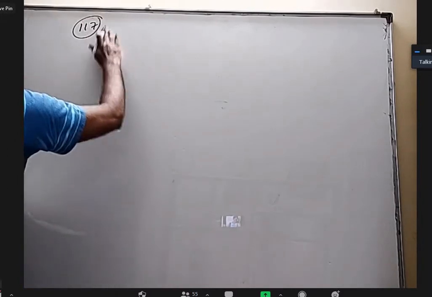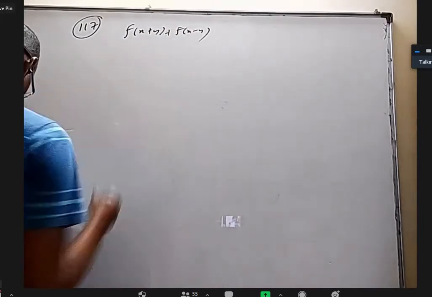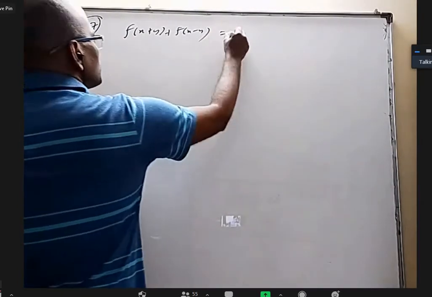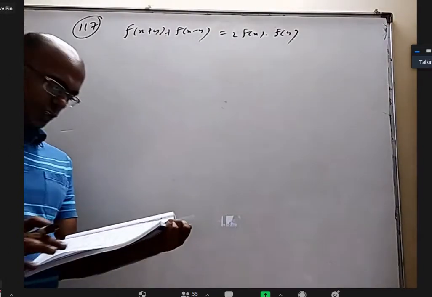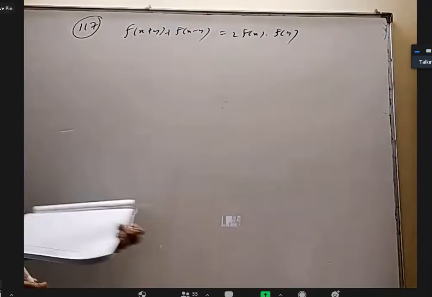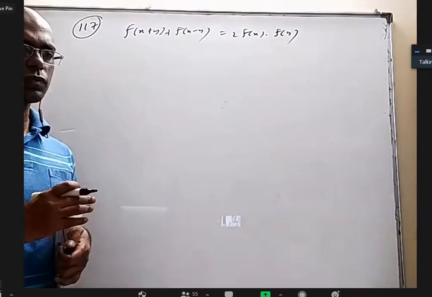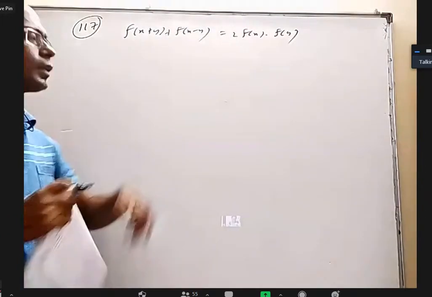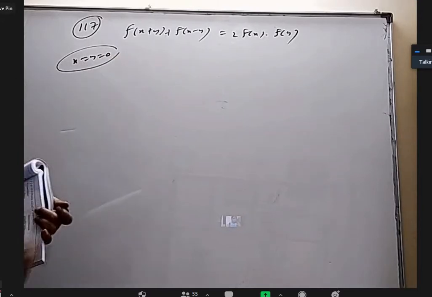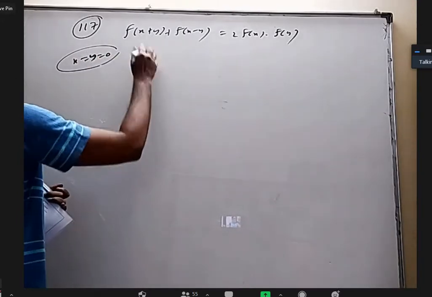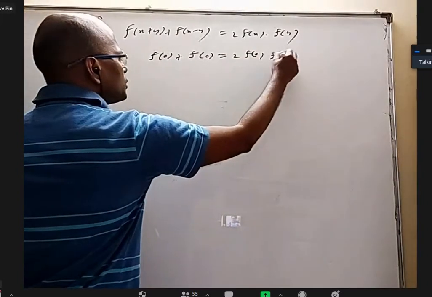Okay, 117. f(x plus y) plus f(x minus y) is equal to 2 f(x) into f(y). Here we are not going to find what the function is, but we'll find some characteristics of it, because it is true for all x and y. We are looking for a function where whatever x you take, whatever y you take, LHS and RHS should come the same. So why not x equal to y equal to 0? Put 0 and see what happens. This will be f(0), this also will be f(0), and this will be 2 f(0) into f(0).